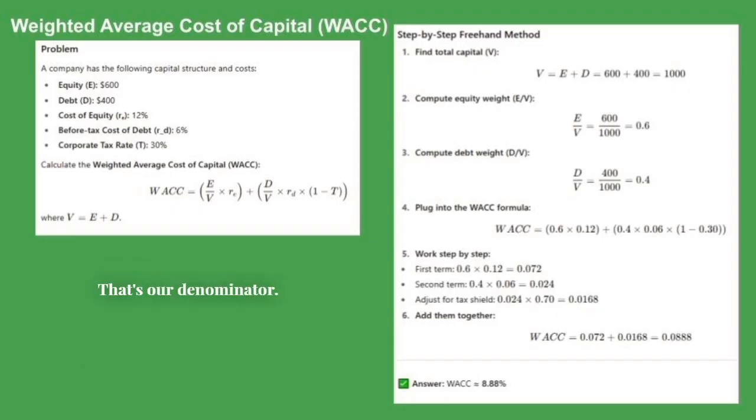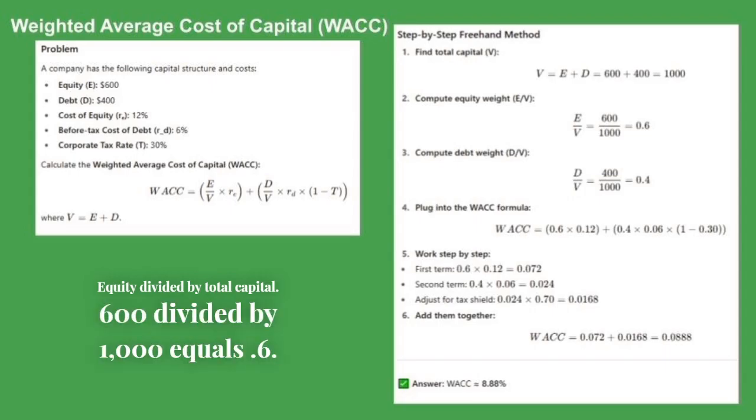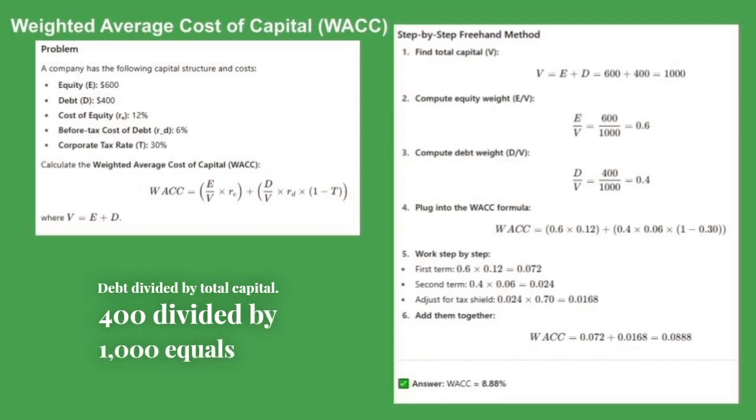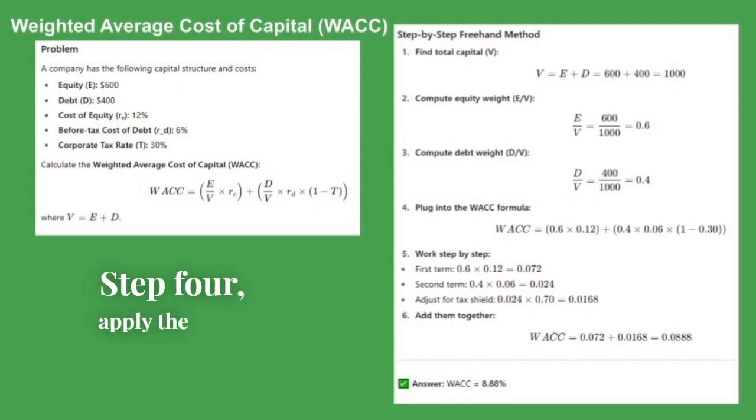That's our denominator. Step 2. Compute the equity weight. Equity divided by total capital. 600 divided by 1,000 equals 0.6. Step 3. Compute the debt weight. Debt divided by total capital. 400 divided by 1,000 equals 0.4. Step 4. Apply the formula.